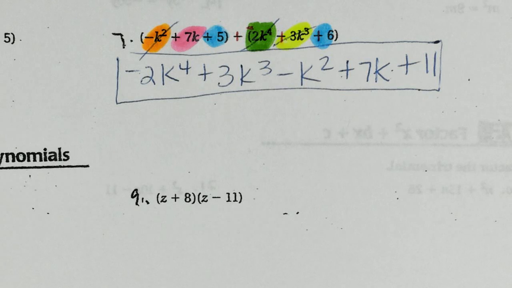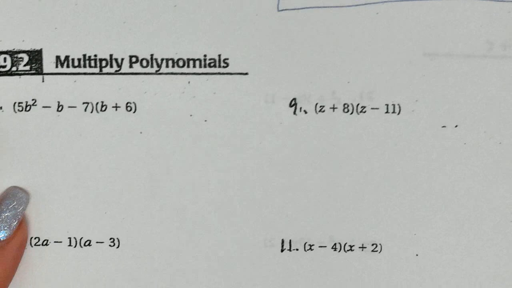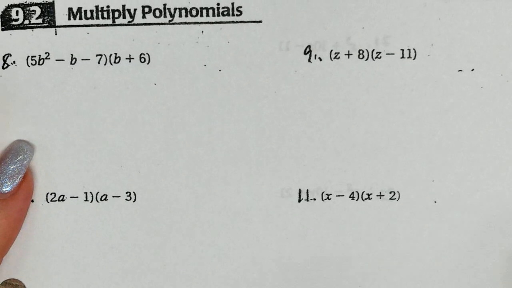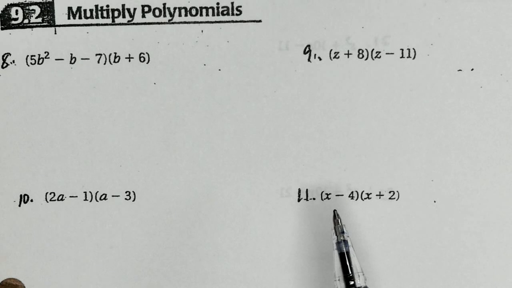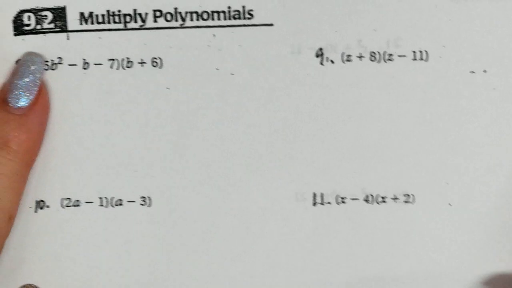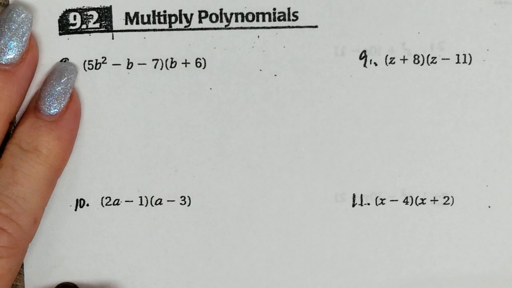You all remember how to do this? Yes or no? All right. On the next part, you're multiplying polynomials. For 9 through 11, can you do FOIL? On 8, can you do FOIL? No. So let's do number 8 together.